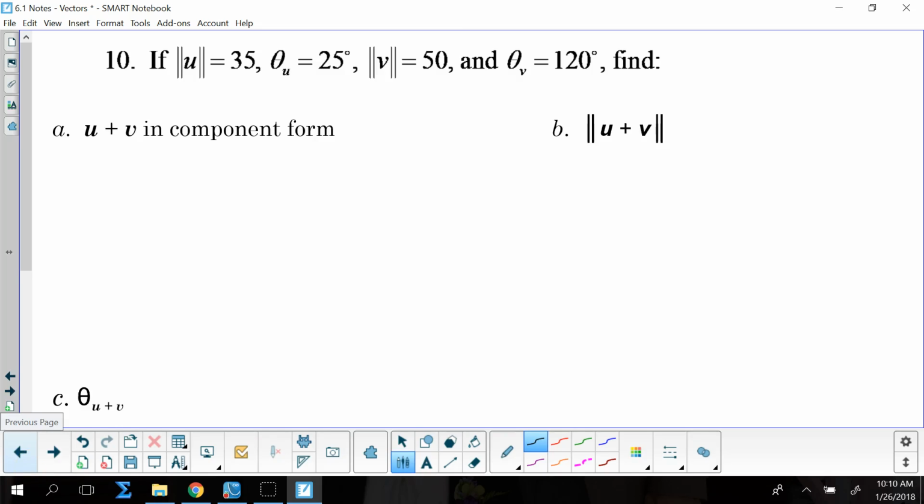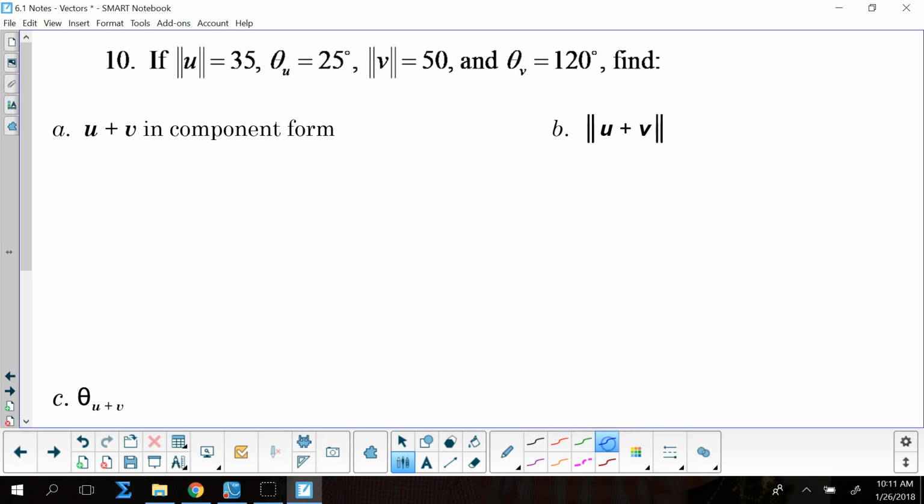All right. So, if I want to find vector u plus v, what should I find first? Or what two things should I find first? Of both, I should find the component form of u and the component form of v.